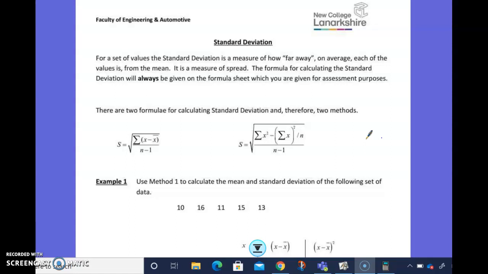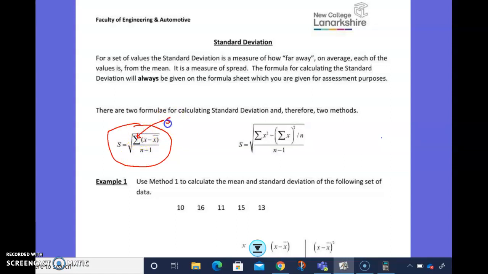The formula for calculating standard deviation, there's two of them. They're both shown here, and they will get given on your formula lists. You don't need to memorise them, but you do need to know how to use them. In this first example then, I'm going to look at the first formula. Second example, I'll look at the second formula. Looking at the first formula, which is this one here, I'm going to go through just what some of these things are to make them less scary.